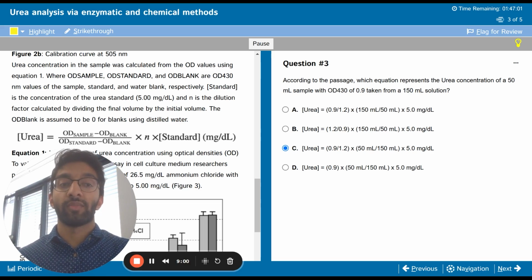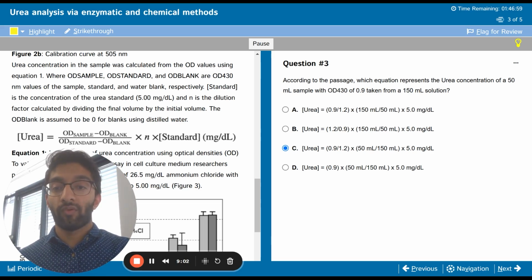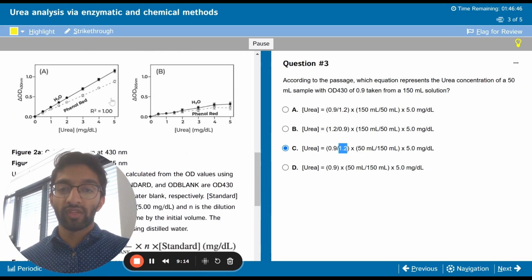And why is that? It's because the OD sample from this equation is equivalent to the OD 430 of 0.9. So how do we get the 1.2 though, you might be asking? That's going to be the OD of the standard, right? But if we go to this graph, I don't really see a standard anywhere. I see water and I see phenol red. We know that we have to look at the 430 graph because that's what the sample is taken from, but which value do we use here?